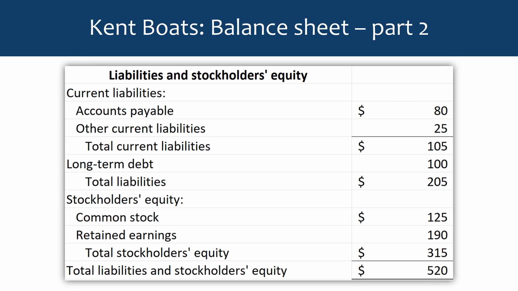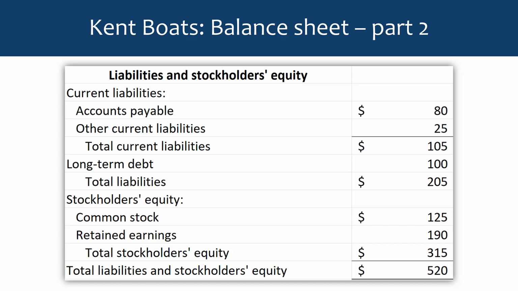Now we continue. Remember that this slide is a continuation of the balance sheet, not a separate statement. The first section on the second part of the balance sheet is the liabilities section. We start with current liabilities, which are those debts that are due within 1 year or operating cycle. Liabilities are also arranged from most liquid, meaning soonest due, to least liquid. Accounts payable is the first current liability, followed by other current liabilities. Next up, the long-term liabilities are listed. Total liabilities are calculated by adding total current liabilities and any long-term liabilities.